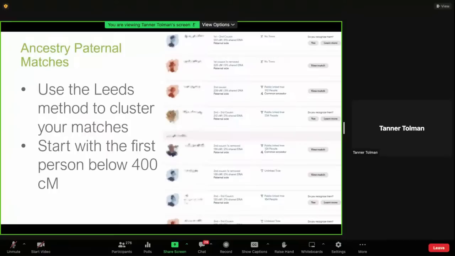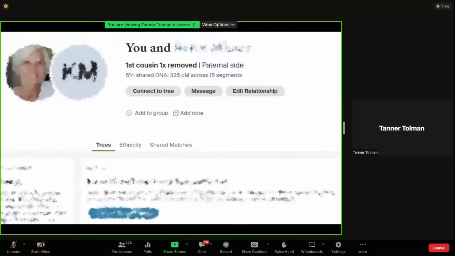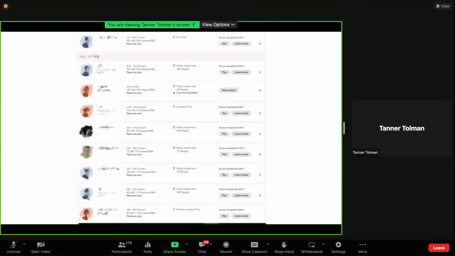So we're going to ignore that top match and start with the first one, who is 325 centimorgans, this one right here. What we did is look at the shared matches, and this person does not have a tree. But even though they don't have a tree and we don't know who they are, we can still use their DNA to sort everything. So we click on the shared matches button, and all of these people shared DNA in common with Joan and this match.